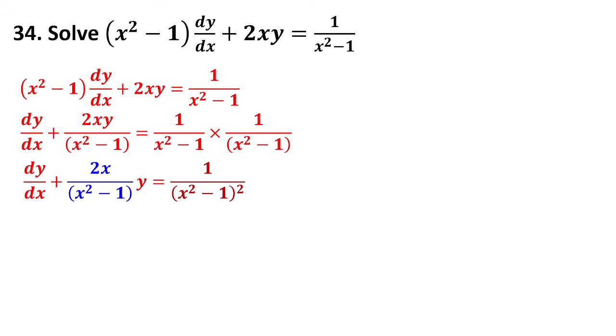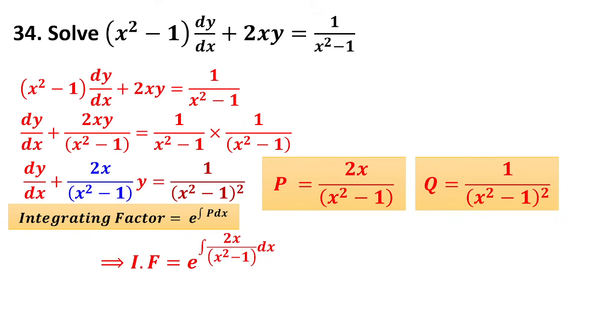Then it will become dy by dx plus 2x upon x square minus 1 into y is equal to 1 upon x square minus 1 the whole square. Now I am finding what is p and what is q. P is the coefficient of y, which is a function of x. Q is the right hand side, which is also a function of x.